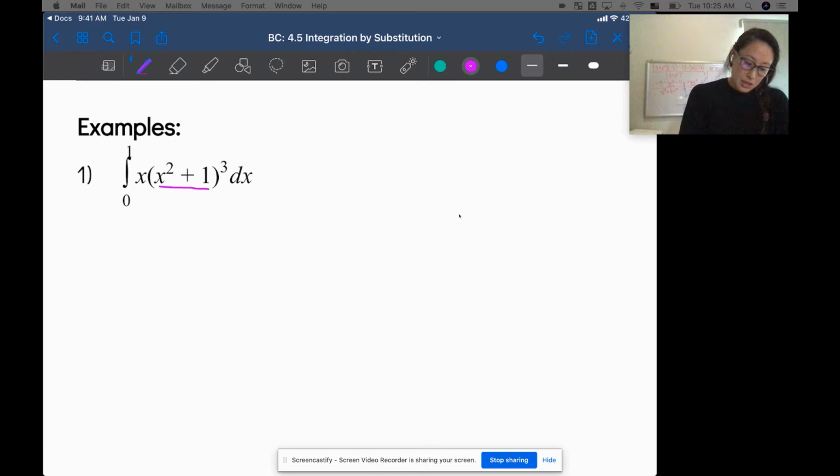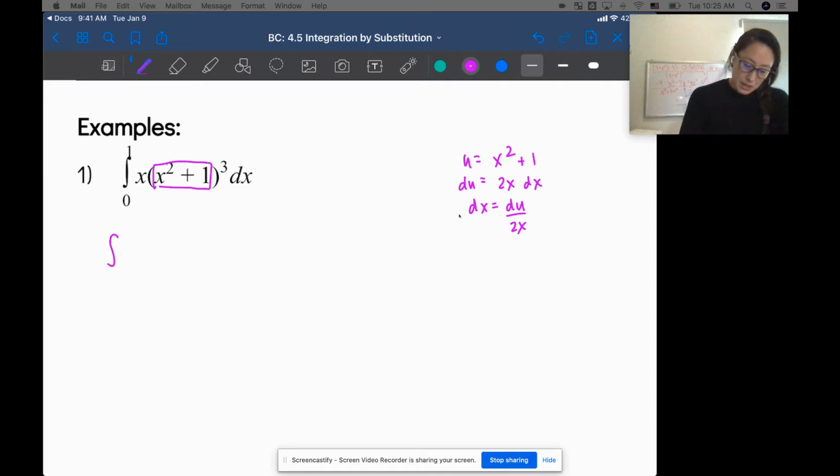looks like I want to take the derivative of x squared, so let's do that. Okay, so I have u is equal to x squared plus 1, and du is equal to 2x plus 0 dx. All right, so dx is equal to du over 2x. Cool.